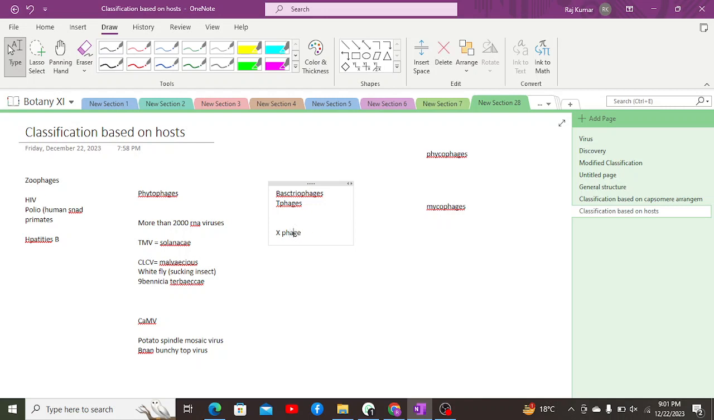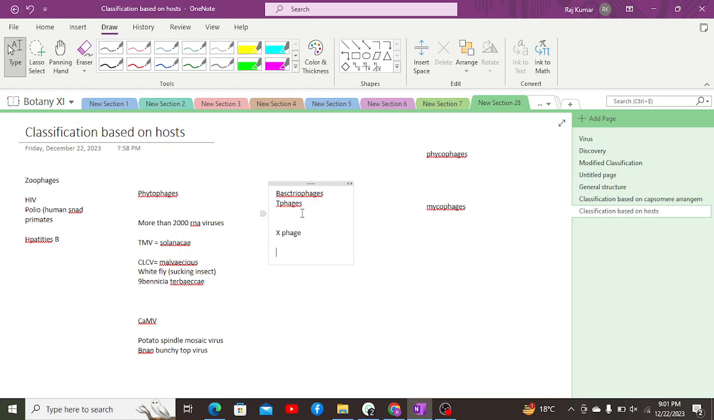One economic importance of these bacteriophages is that whenever we have sewage water, bacteriophages are utilized to clean it. When bacteriophages are released into the sewage water, they tend to eat up and kill the bacteria, due to which the water is cleaned of bacteria.